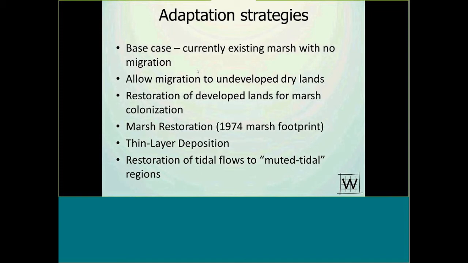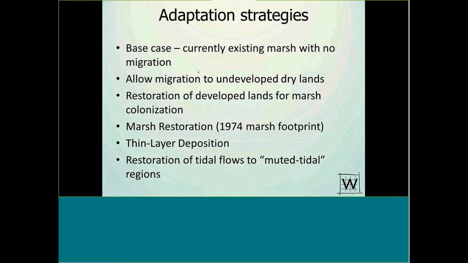Another possibility is to allow migration to undeveloped dry lands, to public lands, or to buy out private lands or purchase easements. Then there's also the possibility of restoration of developed lands that may be adjacent to marshes that would be suitable for marsh colonization, whether it be roads or parking lots or even structures.